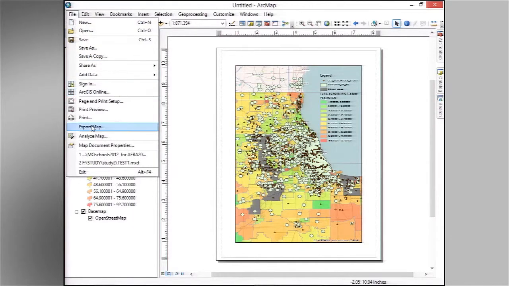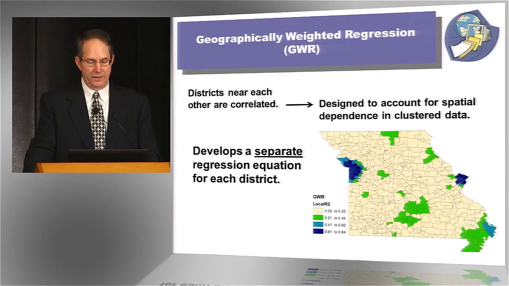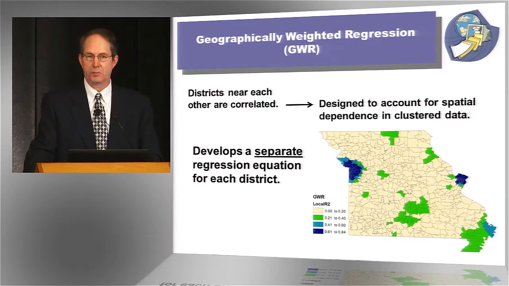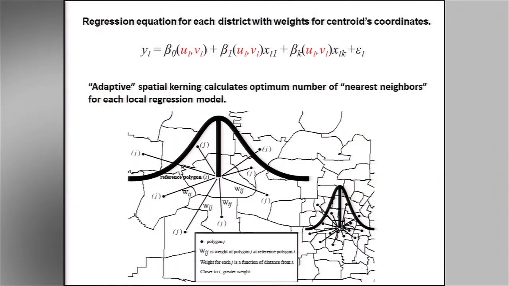At that point, you can just export your map. And GWR is designed to take into account this spatial dependence in clustered data. So for each district, there's going to be a regression equation.